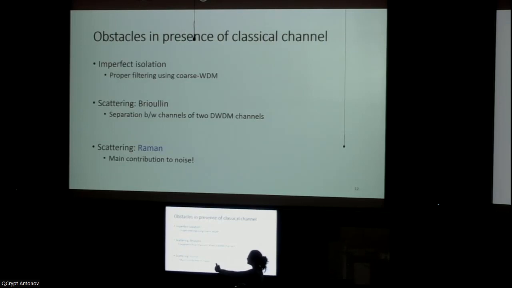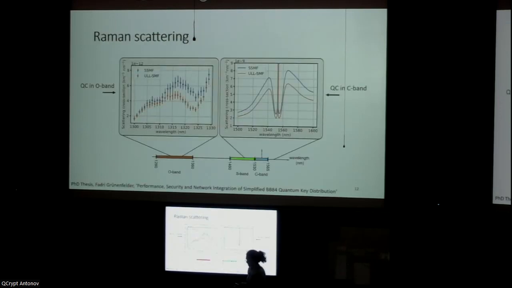So going further into detail now about Raman scattering. Here are measurements that were performed in our group. Here we have on the y-axis the Raman scattering cross-section as a function of the wavelength. Here we have the classical channel in the C-band at 1550. And we can place the quantum channel either also in the C-band, like we have here on the right, or we can place it in the O-band, at 1310, like we have on the left.